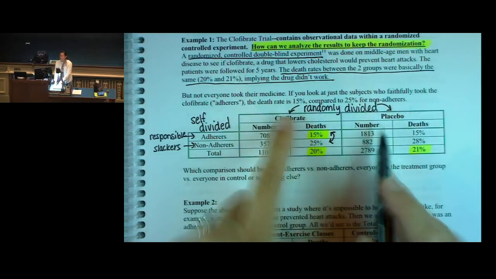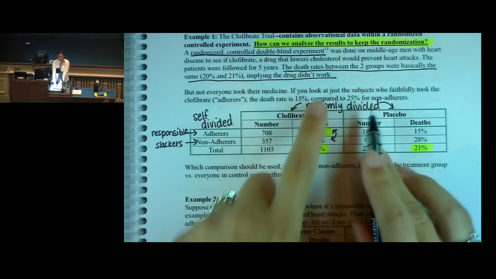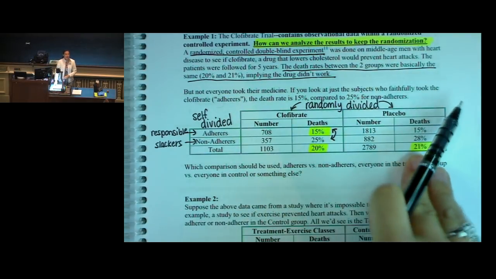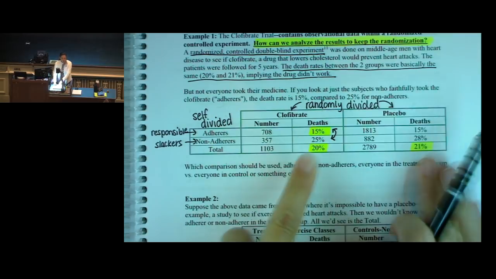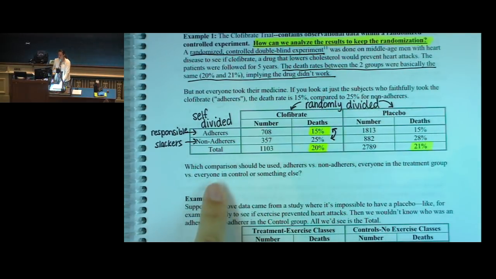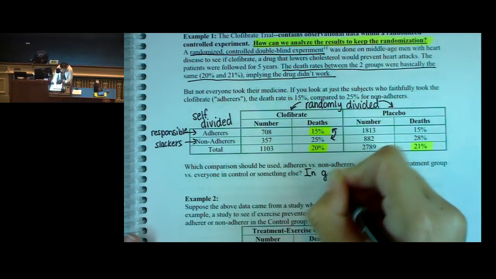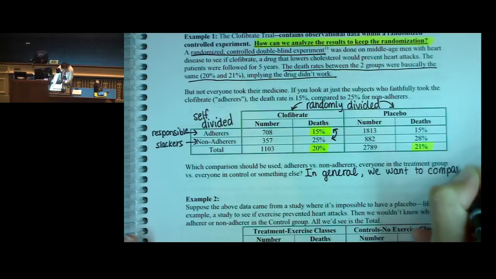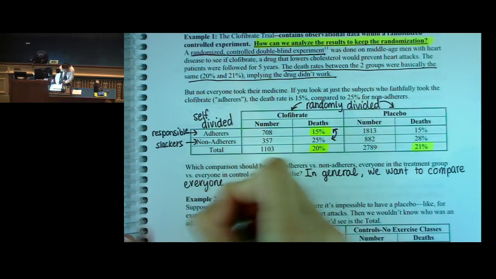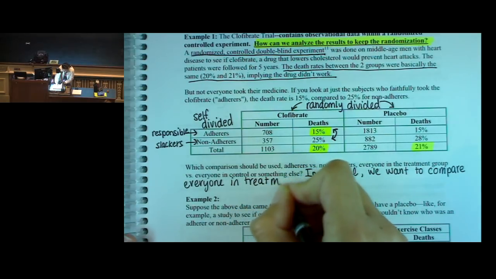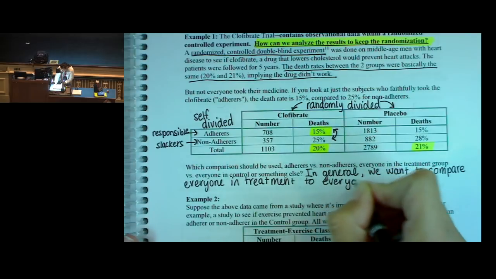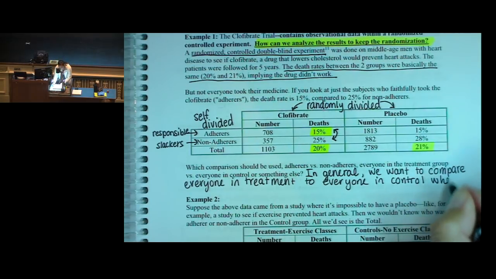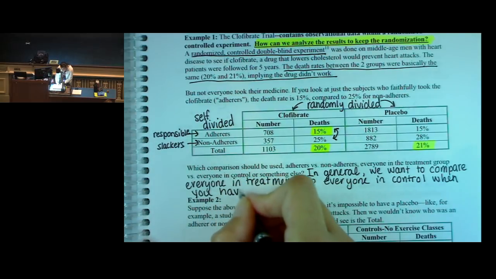But so the answer to this question, what comparison should be used? We want to keep this random division, all right? So it's best, even though we have adherers and non-adherers, it's best to always, if you start off with a good experiment, look at the overall results, okay? So I'll explain this more in a minute, but I'm going to write down the rule. The rule is, in general, we want to compare everyone in treatment to everyone in control. And then I'm going to add, this is important, when you have a randomized controlled experiment.